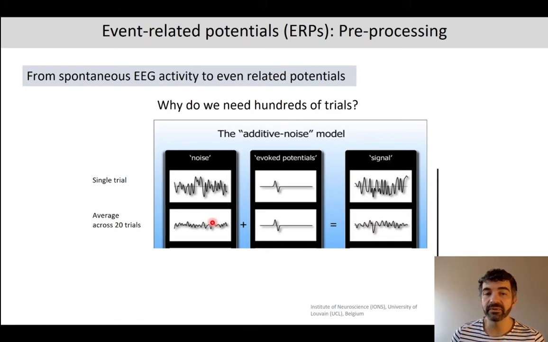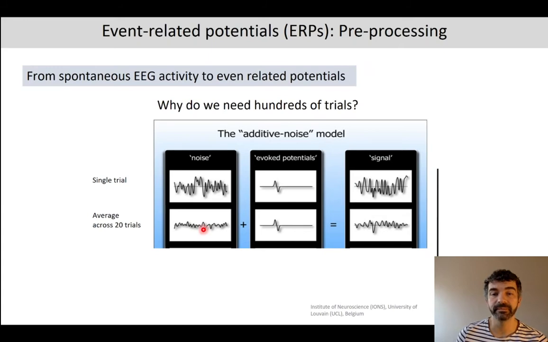Why is the noise reduced? As I said, the noise is random, so it's not related to our event, in our event-related potential. Because it is not related to that event, if we average across 20 trials, then it should average out at some point. It should at least be reduced for 20 trials, because the signal is unrelated to the event.